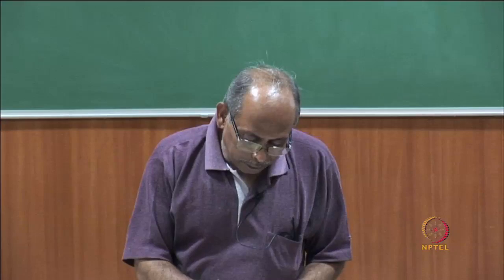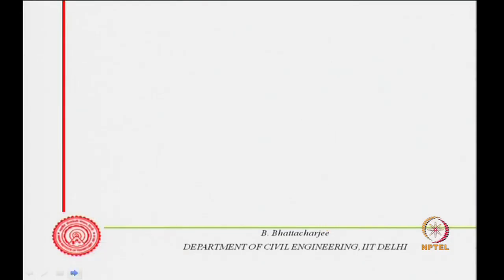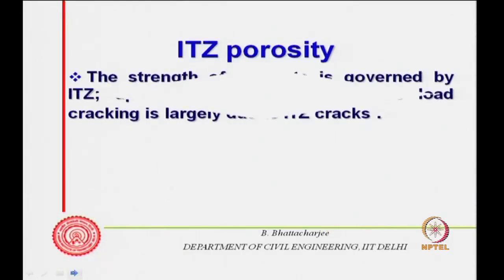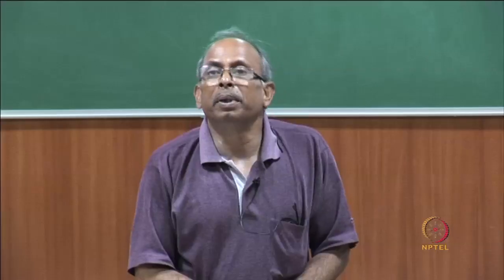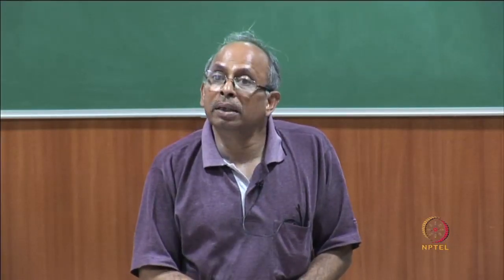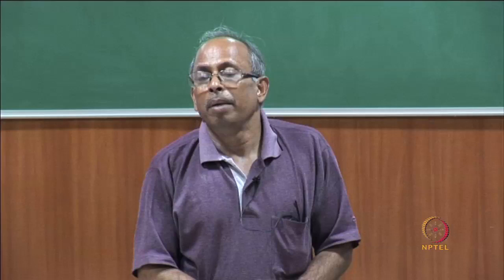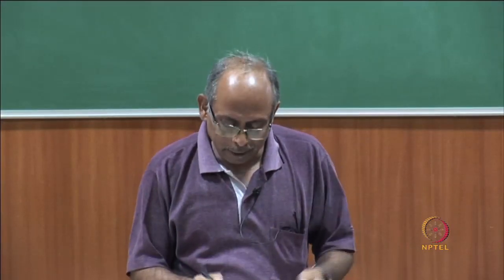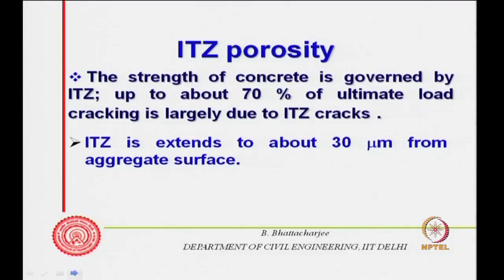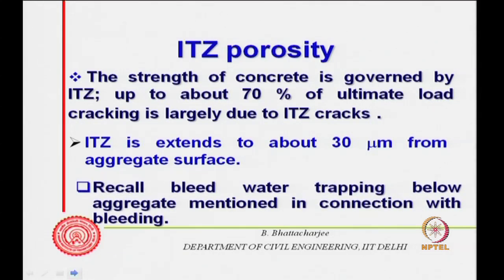So, let us progress further. We have understood that ITZ porosity governs the strength of the concrete, because the ITZ has the largest porosity, up to about 70% of ultimate load. Cracking is largely due to ITZ cracks, because ITZ would have larger fissures, and from there cracks start propagating. As we said, it extends around 30 micron from the aggregate surface, and bleed water trapping below aggregate was mentioned in connection with bleeding.